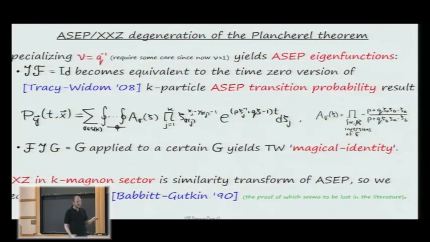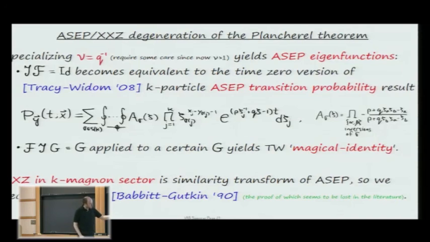So this is a simplification that occurs by going higher. The other remark I want to make is that if you look at the dual Plancherel, the fact that fj, so if you go from spectral variable to spectral variable, that also degenerates to a result for ASEP, a general Plancherel result for ASEP.